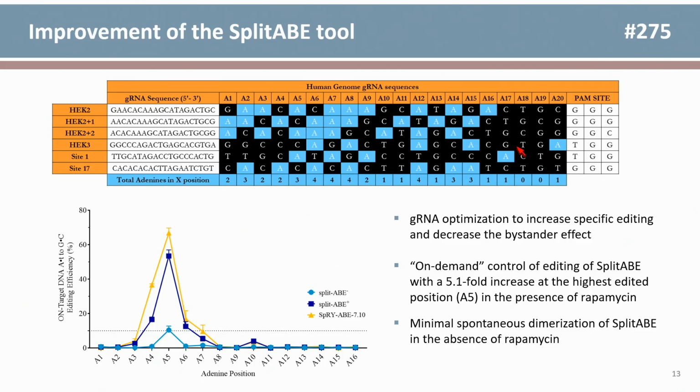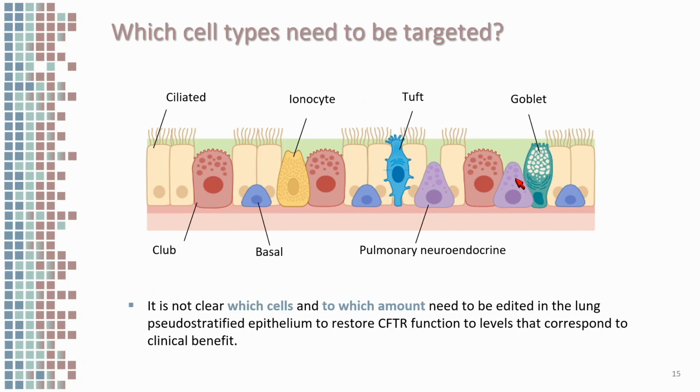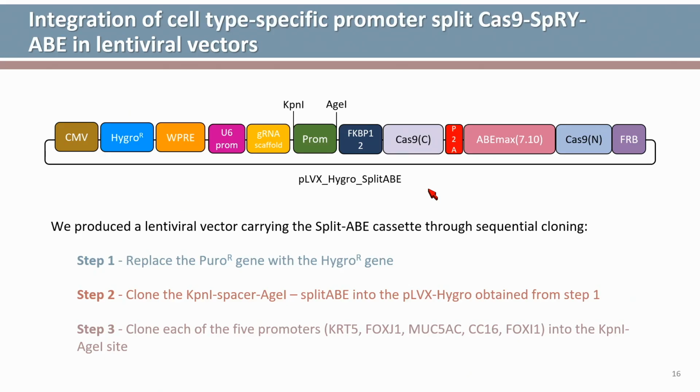And as we are continuing to optimize the split ABE tool, we are also focusing on the second part of the strategy, on the spatial control to try to edit where we want. And for this, it is quite important, as we have already heard today, that it is not clear which cells and to which amount need to be edited in the lung epithelium to restore CFTR function to levels that correspond to clinical benefit. And so for this, we developed a strategy to try to express our split ABE tool in specific cell types.